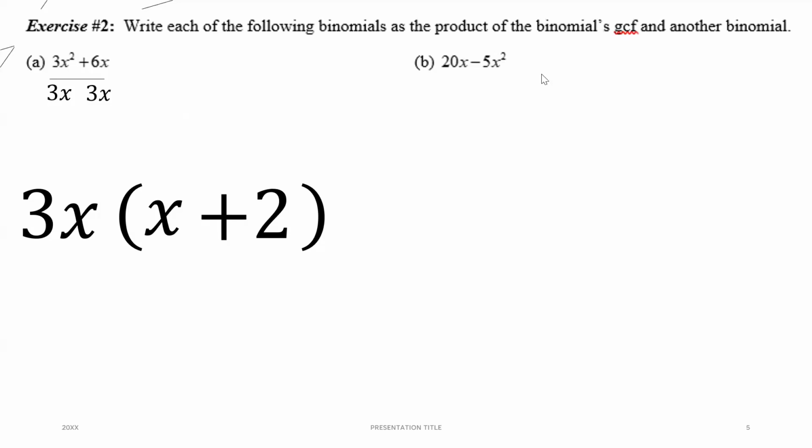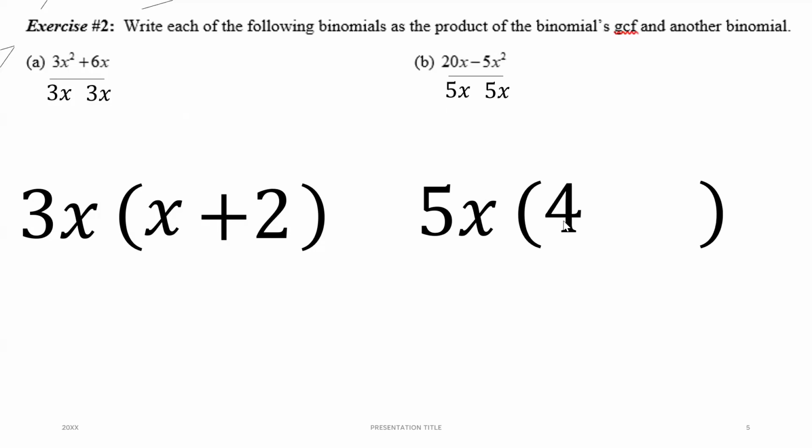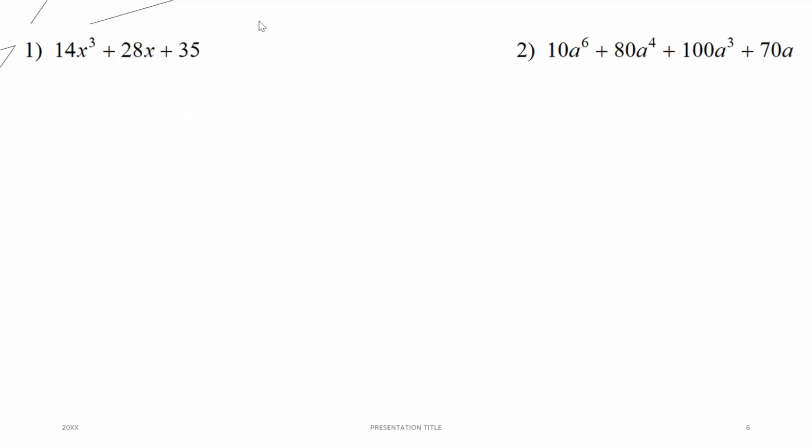20x minus 5x squared, we can take out a 5x. Dividing both those terms by 5x is going to give me 4 minus x. Do not turn the order around. Factor as it is. And that's greatest common factor. Okay, they can get bigger and bigger. There could just be numbers. There could be terms.